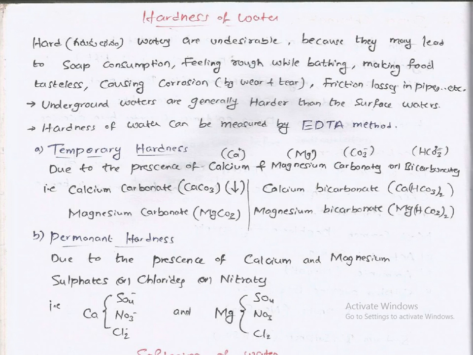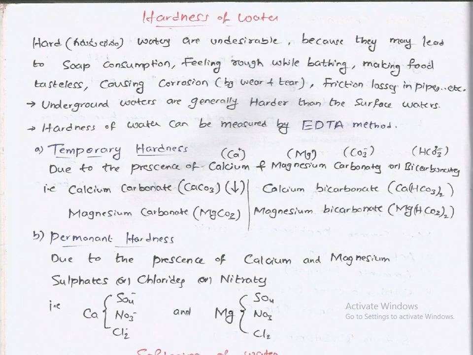Hardness of water can be measured by the EDTA method. Temporary hardness is due to the presence of calcium and magnesium carbonates or bicarbonates: calcium carbonate CaCO3 precipitate, calcium bicarbonate Ca(HCO3)2, magnesium carbonate MgCO3, magnesium bicarbonate Mg(HCO3)2. Permanent hardness is due to the presence of calcium and magnesium sulfates, chlorides or nitrates, that is, calcium SO4, NO3, Cl2 and magnesium SO4, NO3, Cl2.